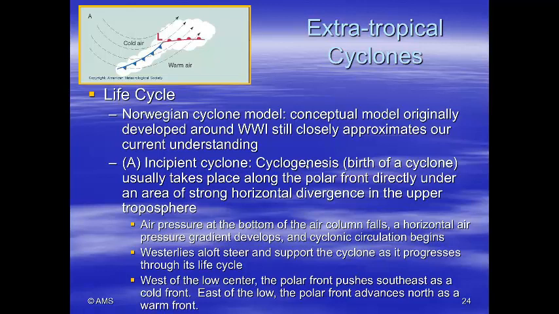Aloft, the westerlies steer and support the cyclone as it progresses through its life cycle. To the west of the low center, the polar front pushes southeast as a cold front, and east of the low, the polar front advances as a warm front.